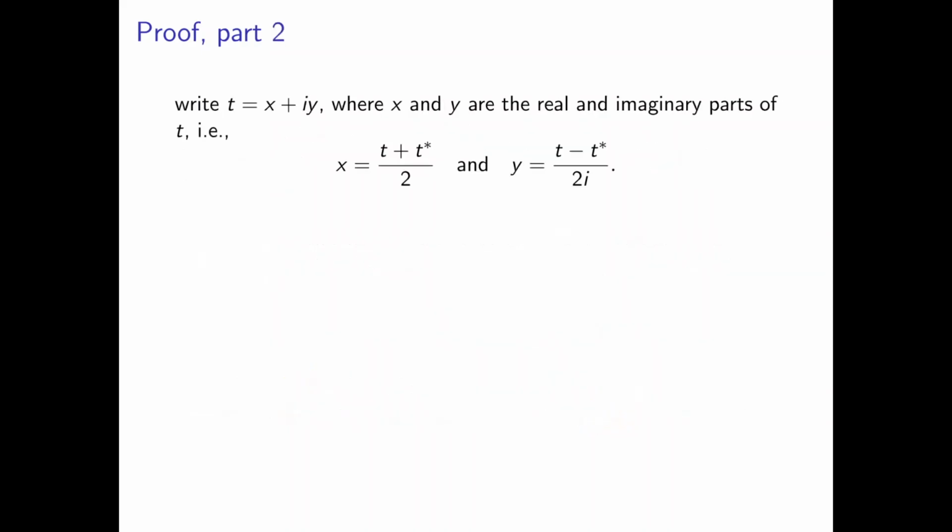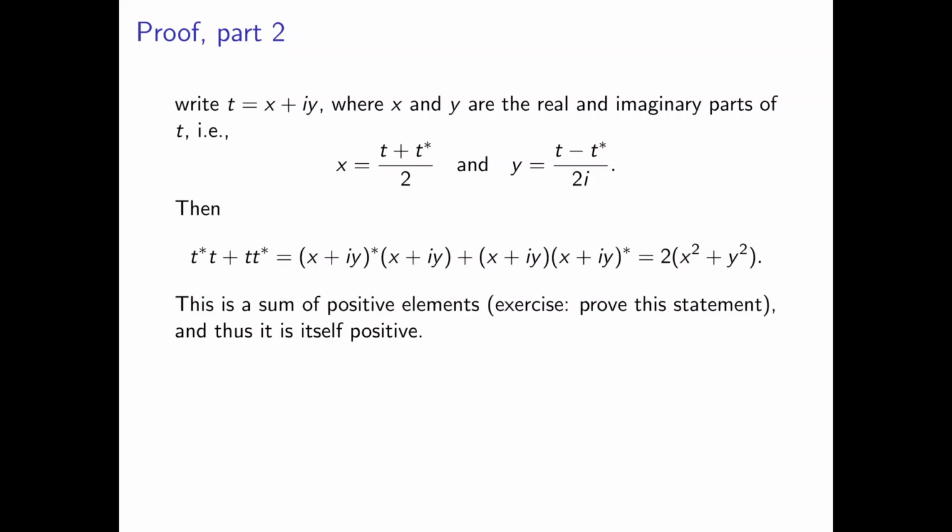So let's do this. And we do this by writing t as the sum of x plus iy, where x and y are the real and imaginary parts of t, which simply means that x is equal to this and y is equal to this. And note in particular that both x and y are self-adjoint elements, because that's going to be important.